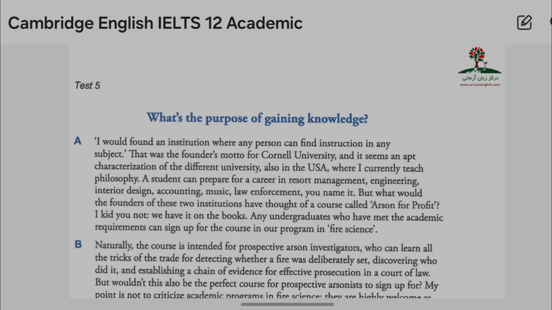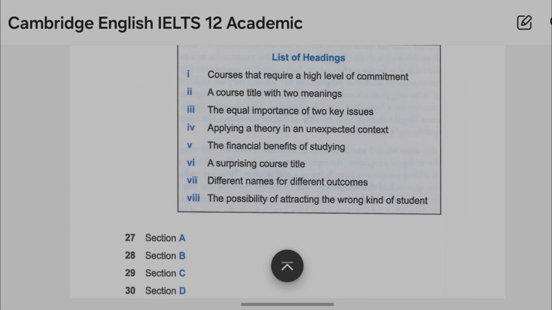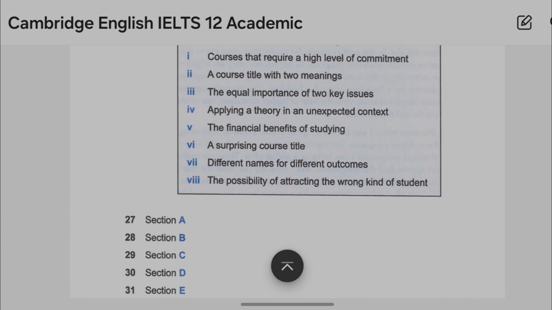So in these sentences, the author is expressing that he is very surprised and confused about why the founders have named this program and why this program exists. So the answer is sixth, a surprising course title. But always keep in mind, read the other headings as well, so that if there is any other heading which covers all the aspects or fits better than that.